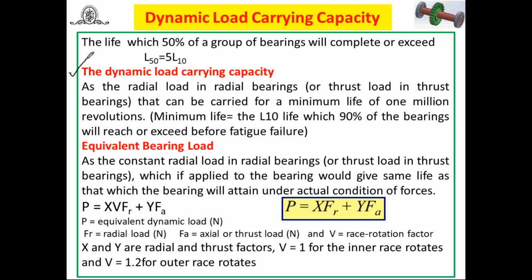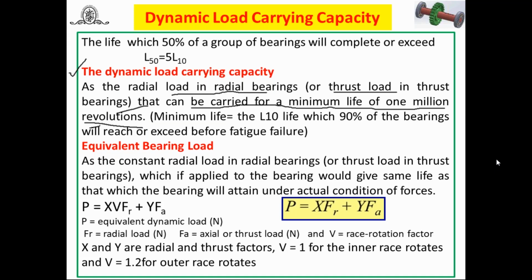Then next one, dynamic load capacity. We have discussed static load capacity, then Stribeck equation, but what do you mean by dynamic load capacity? You know very well, there are two types of bearing, radial and axial. Some bearings may take a radial as well as the axial load. That's why while defining the load, we will say radial load in radial bearing or thrust load in thrust bearing that can be carried for a minimum life of 1 million revolutions.